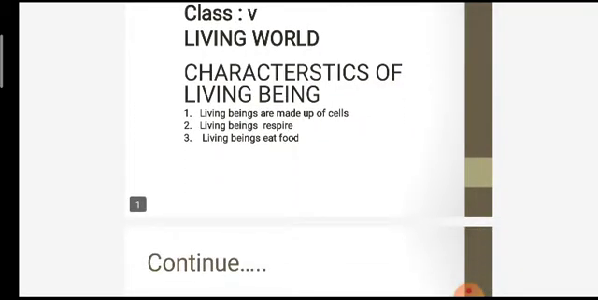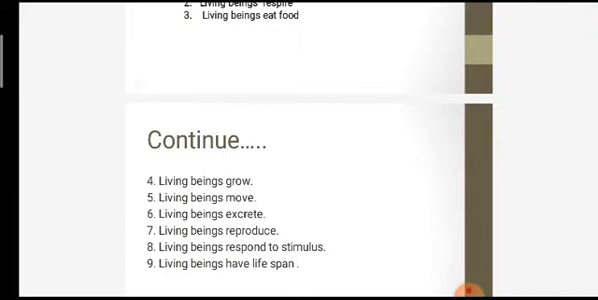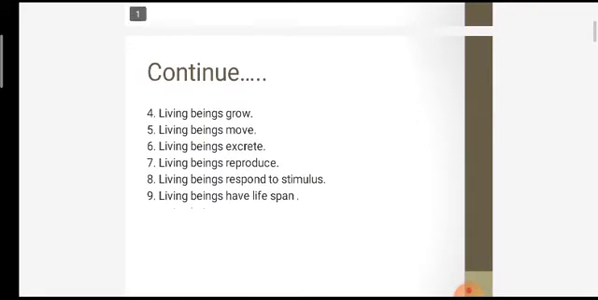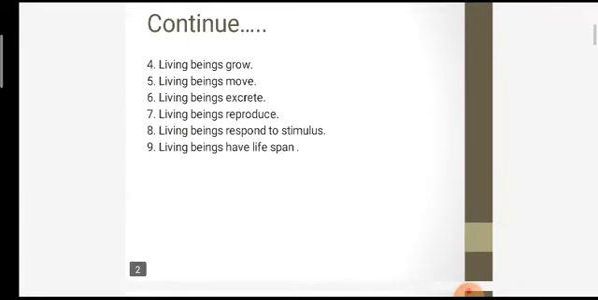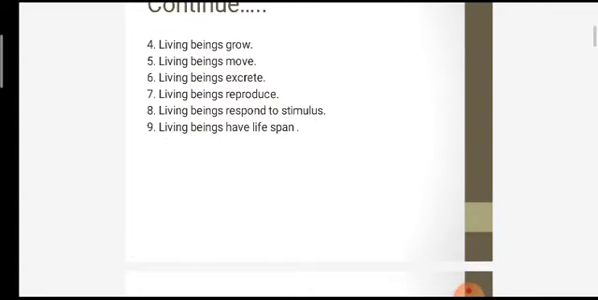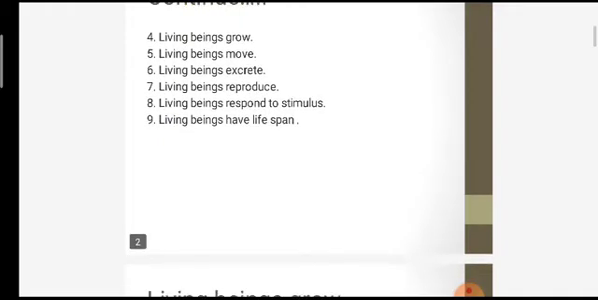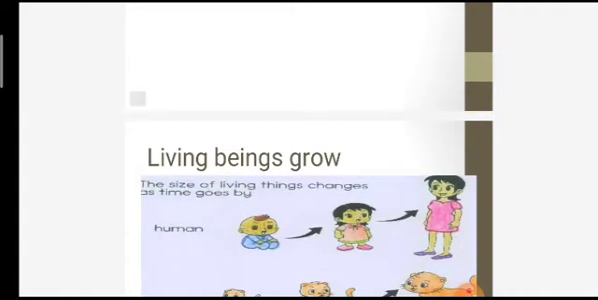Now let's continue with the other characteristics, and all these characteristics I'll explain in detail. That is, living beings grow, living beings move, living beings excrete, living beings reproduce, living beings respond to stimulus, and living beings have a lifespan. First, let us go further in detail with living beings grow.